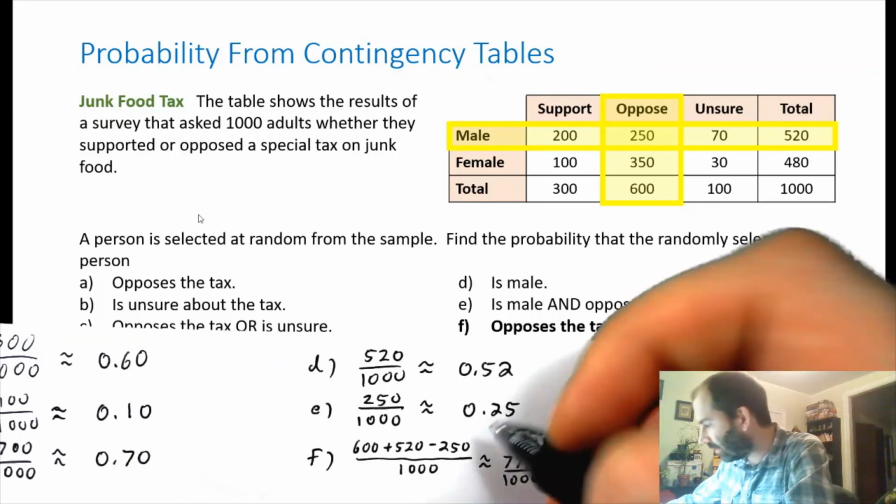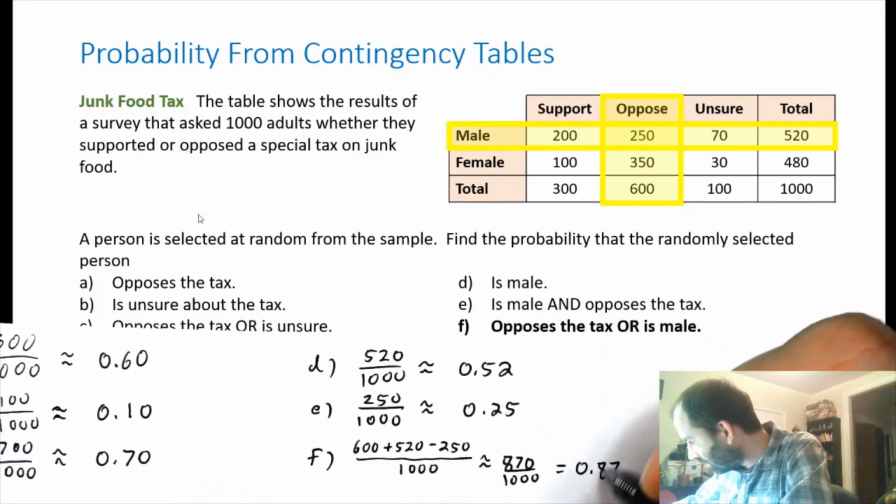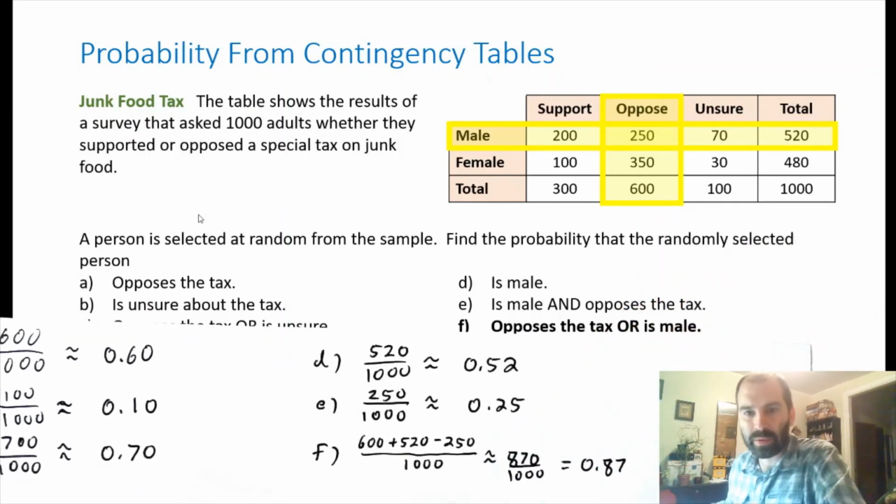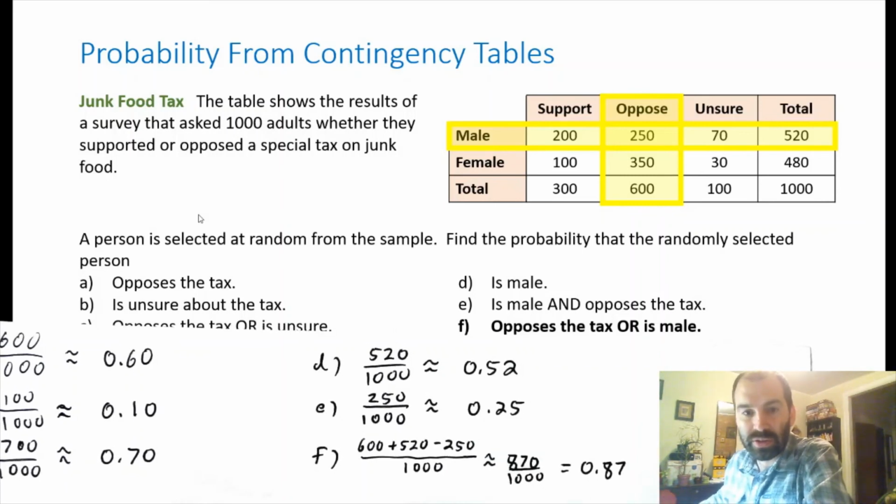Yeah. That should be 0.87. Okay. Notice that this looks very much like the probability rule for OR, right? We could have computed these probabilities individually.